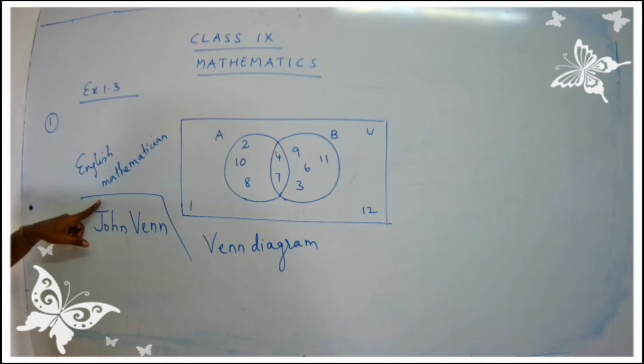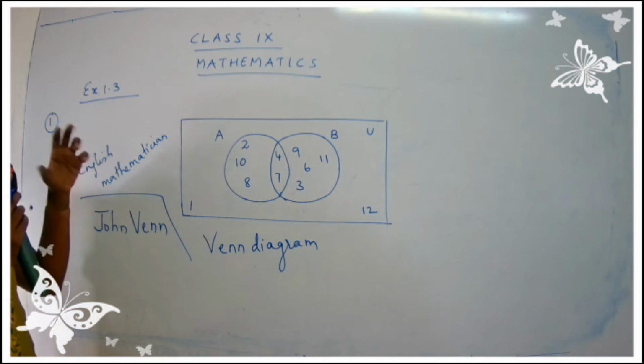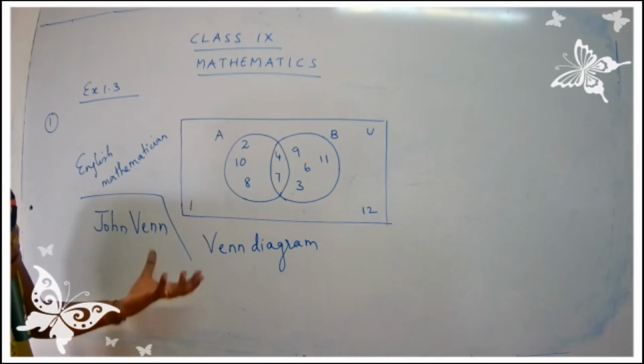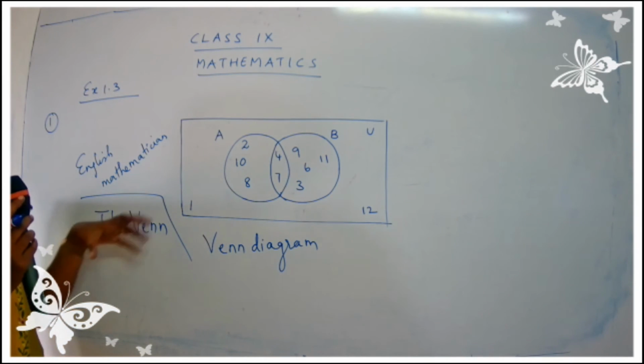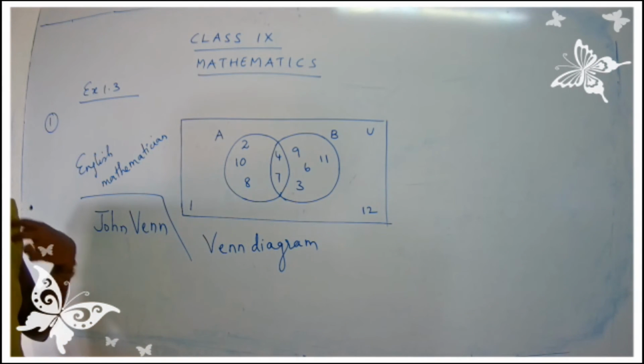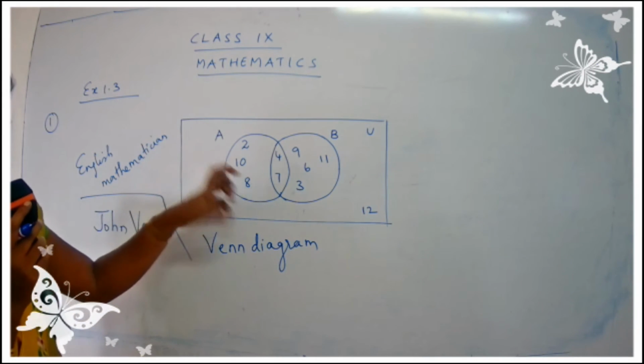I hope you are clear. So this is the small story of the Venn diagram. Who was the discoverer of the Venn diagram? It was John Venn. And why did he introduce this Venn diagram? So that it will be easy for us to find the relation between the different sets.